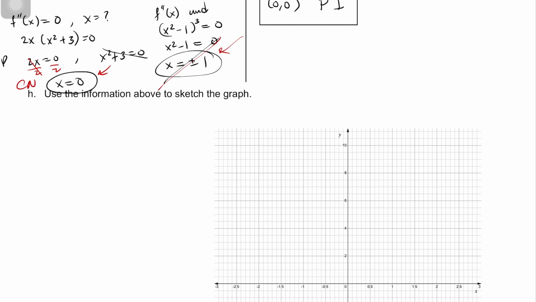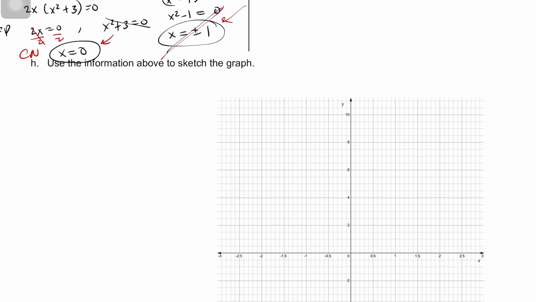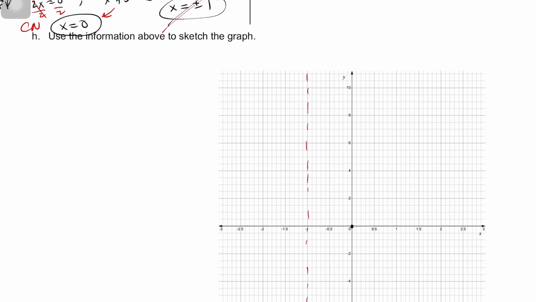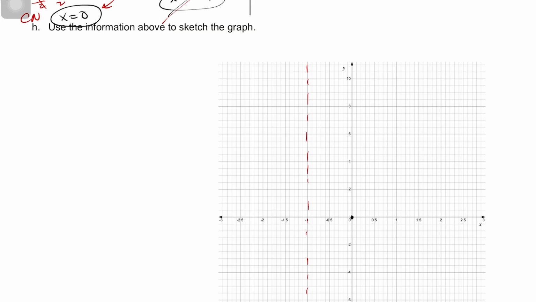We know that we have an x-intercept and y-intercept at the same place, so that's at x equals 0. Then we also know that we have a vertical asymptote at x equals 1 and -1. So if we draw a vertical asymptote at x equals -1, and then here we also have a vertical asymptote at x equals 1. We also have a horizontal asymptote at y equals 0.